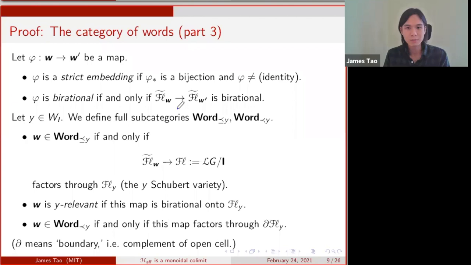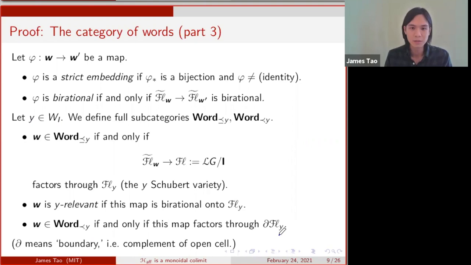Next, this master theorem will be an inductive characterization. So I'll define what it means for a word to be less than or equal to a specific element y of the affine Weyl group, and what it means to be less than y. So I'll say that a word is less than or equal to y if and only if the corresponding convolution Schubert variety, which always maps to the affine flag variety, has image in fact the y Schubert variety. So here, there's no requirement that y is finite type, and I don't want there to be one. Moreover, I'll say that this word is y relevant if this map is in fact birational onto the y Schubert variety. And I'll say, in contrast, that the word is less than y if and only if it factors through its boundary. So the boundary is the union of all the non-open cells.